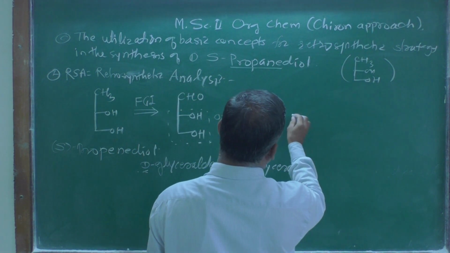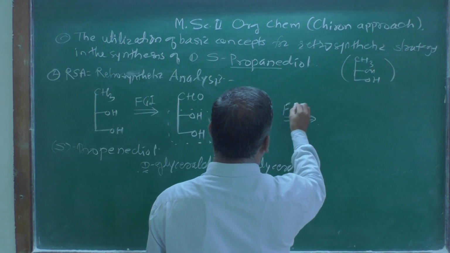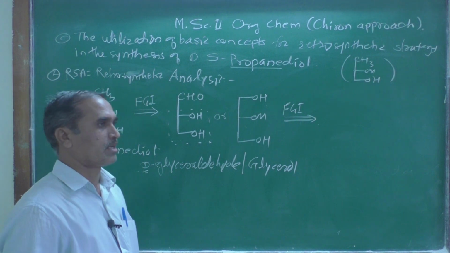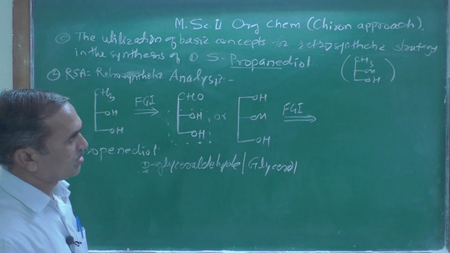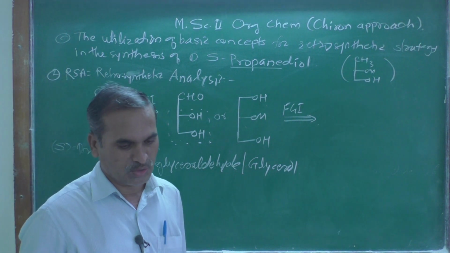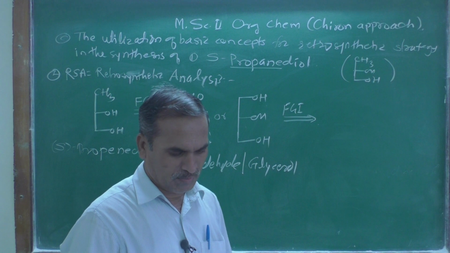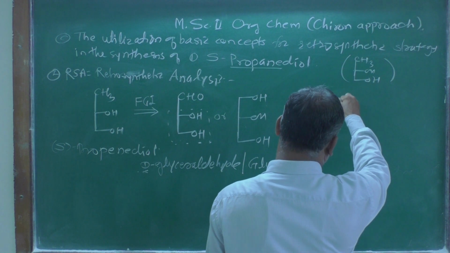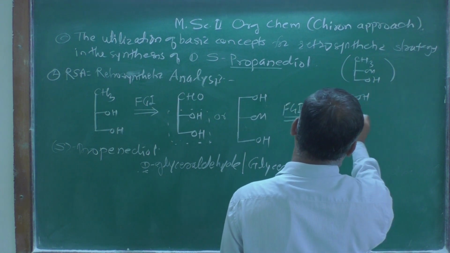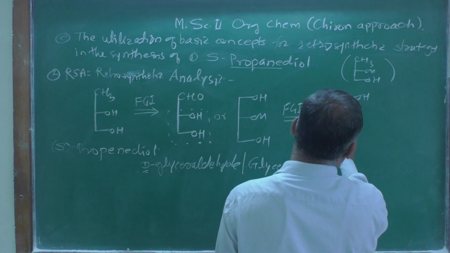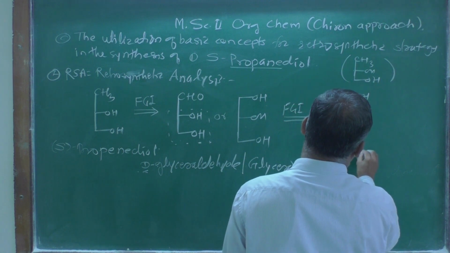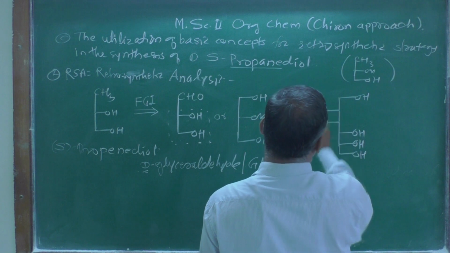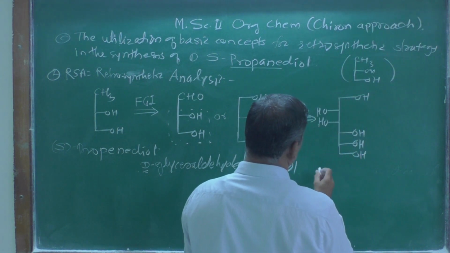And now again this can be converted by FGI, functional group interconversion. One functional group is converted into another functional group, so that disconnection becomes possible. What do you get here? You can convert this molecule, you will get OH here. I am writing here specifically the hydroxy group. Here C, OH, OH, OH, here HO, here HO. This is known as D-mannitol.